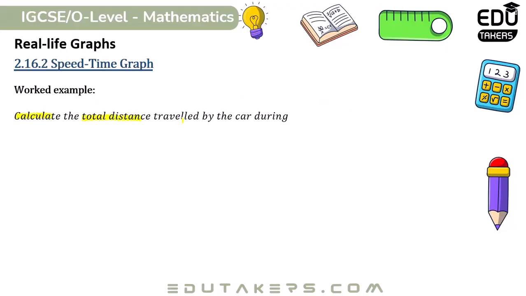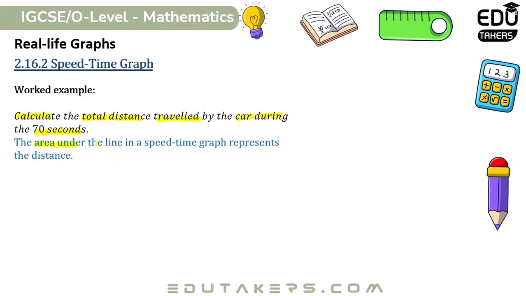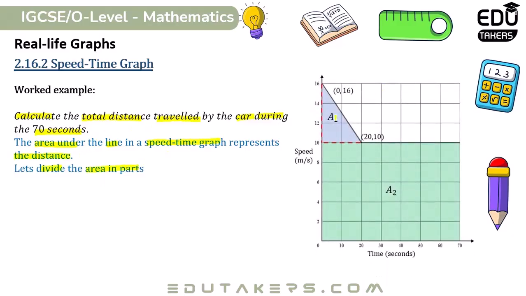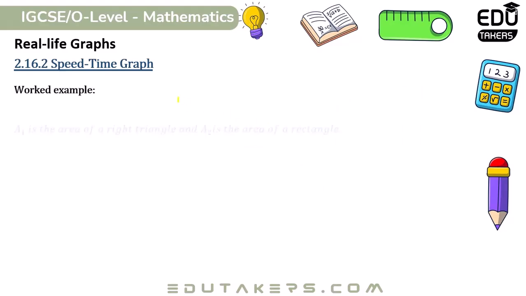Calculate the total distance traveled by the car during these 70 seconds. The area under the line in a speed time graph represents the distance. Let's divide the area in parts. Let's say this area is A1 and this area is A2. A1 is the area of a right triangle and A2 is the area of a rectangle.